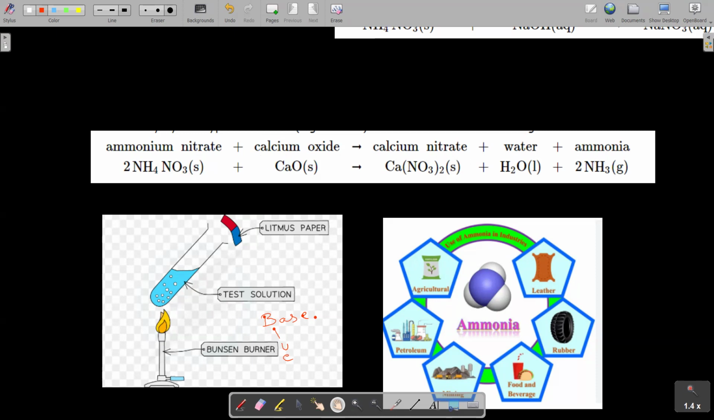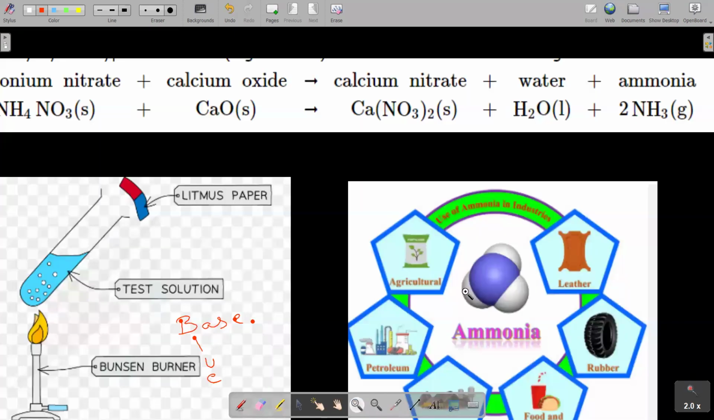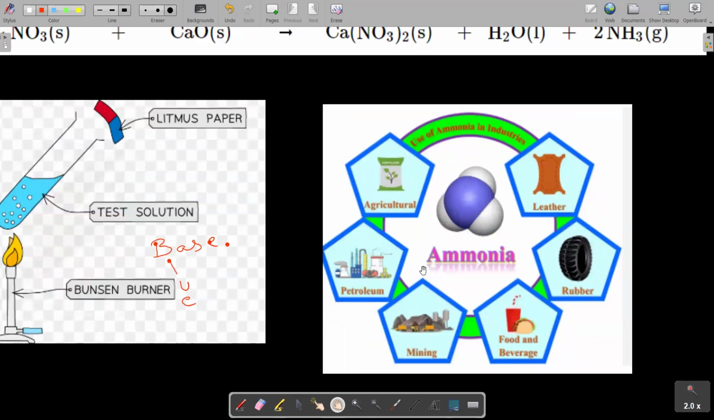Now you might be wondering, why is ammonia so important? Ammonia is important because it is used in industries to make fertilizers. And here you have, in the petroleum industry, agricultural industry, to make leather, rubber, food and beverage. So all these are the uses of ammonia.